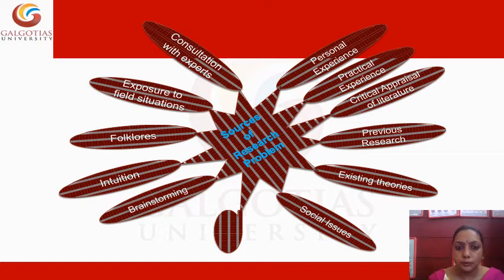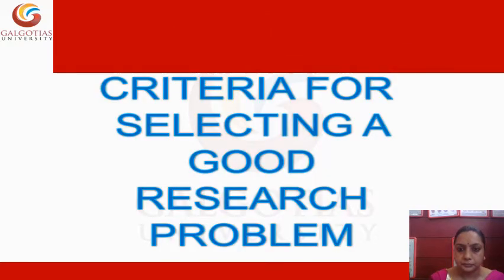Then exposure to field situations. For example, as we go on field visits to different places, for example Palna, SOS village, where the children are kept. So we can do research studies on those topics. Then consultation with experts, we can also consult with our experts for the research studies. Sir or ma'am, what are the topics, what are the current situations in which we can do our research study. So these are the various areas where we can find out our good research problem.